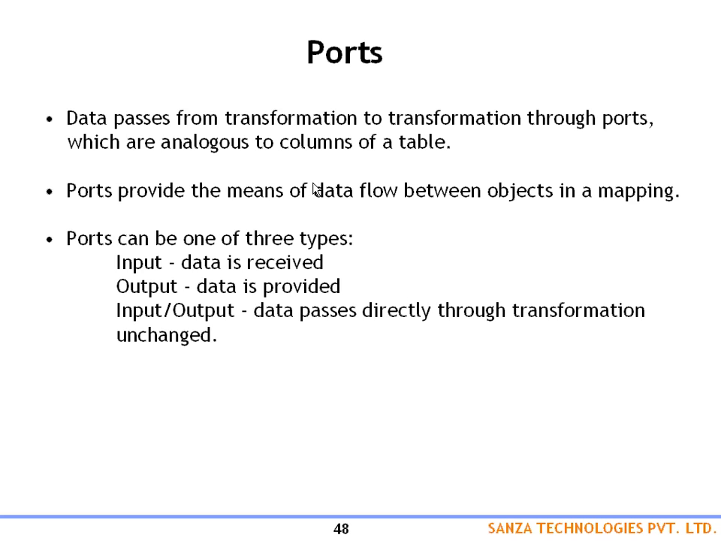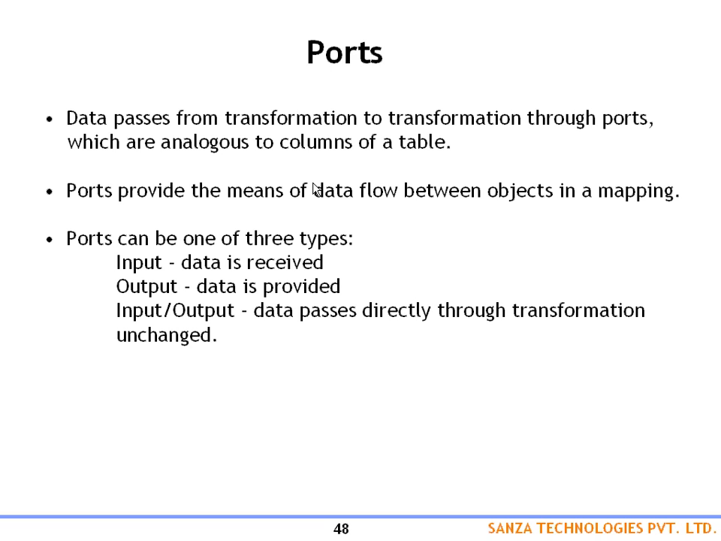So data passes from transformation to transformation through ports, like fields. As I said, when data is coming in, data is received, that is input. Data going out, data provided to the next transformation or to a target, is called the output port. If data comes in and goes out unchanged, data passes directly through that particular port unchanged, then it is called an input-output port.